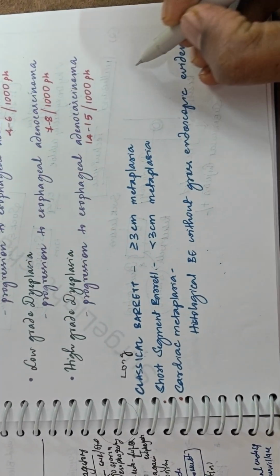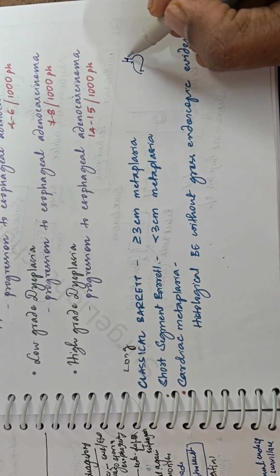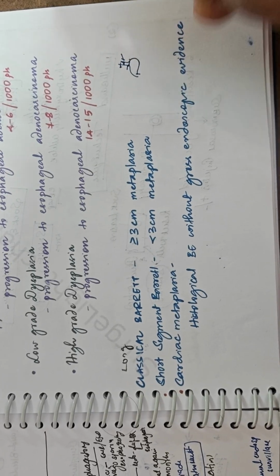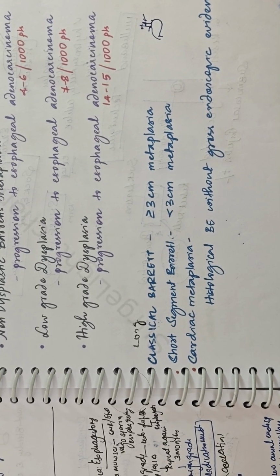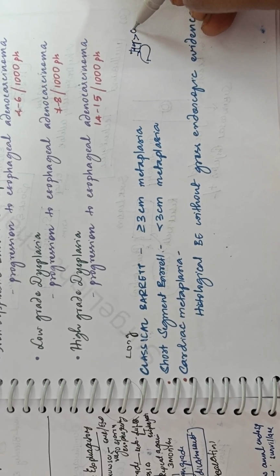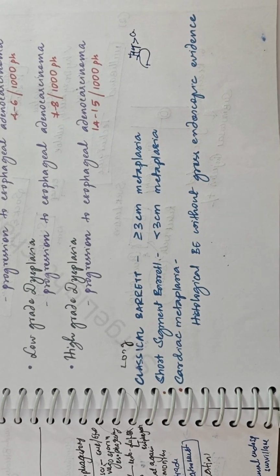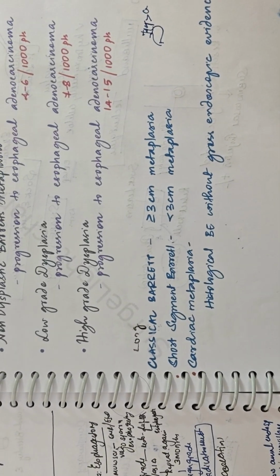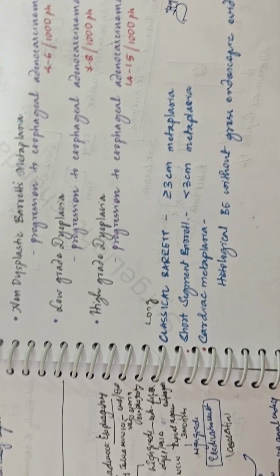So, for example, this is the esophagus, this is the stomach, and if you observe carefully, this is the layer where you have squamous epithelium, and this is the columnar epithelium. Now remember, if the metaplasia is more than 3 centimeters, you call that long segment Barrett's esophagus. And if the metaplasia is less than 3 centimeters, we call that short segment Barrett's esophagus. Those are the two important points we need to understand.